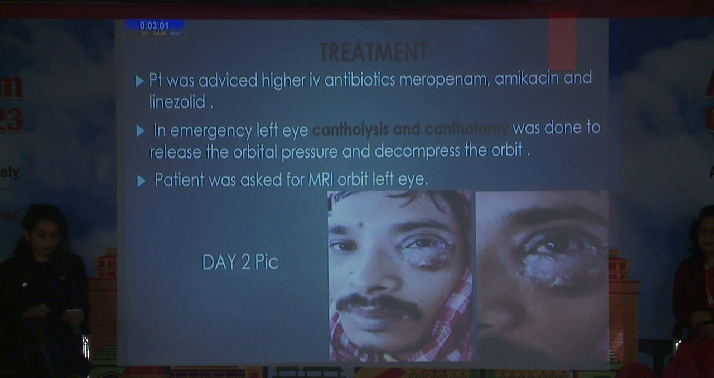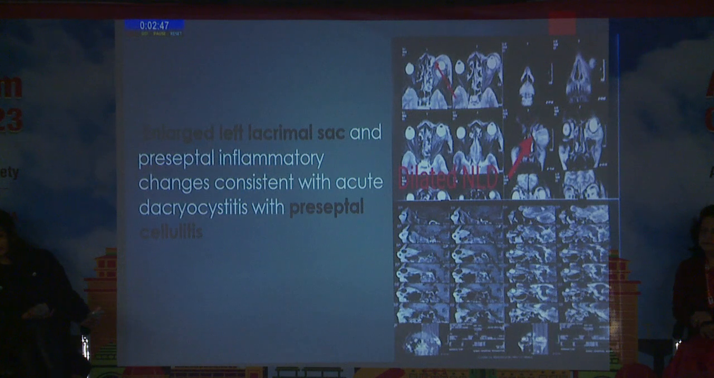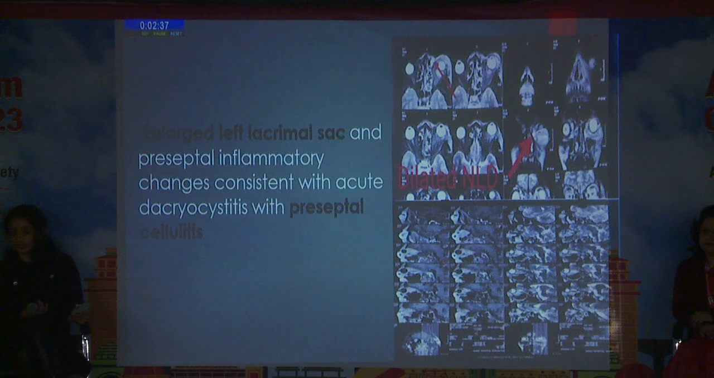Patient was advised high-dose IV antibiotics, meropenem, amikacin and linezolid. In emergency, left eye cantholysis and canthotomy was done to release the orbital pressure and decompress the orbit. Patient was asked for MRI orbit of the left eye. On coronal and axial sections of MRI with contrast, an enlarged left lacrimal sac and preseptal inflammatory changes consistent with acute dacryocystitis with preseptal cellulitis were seen.